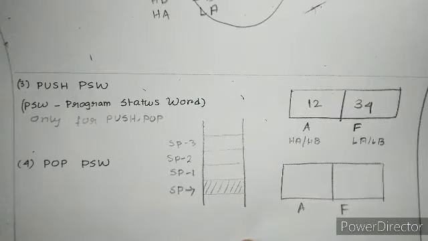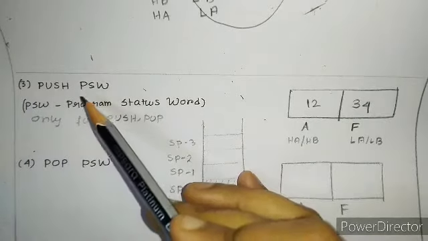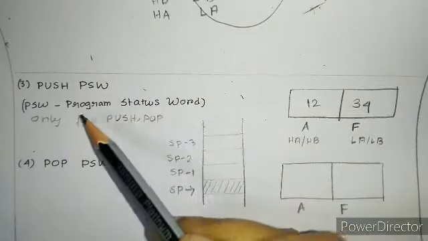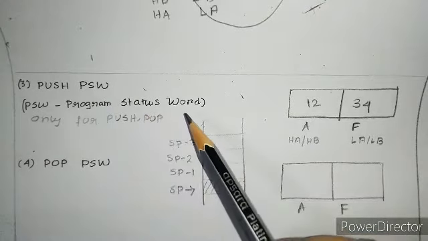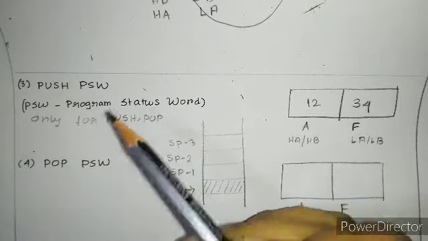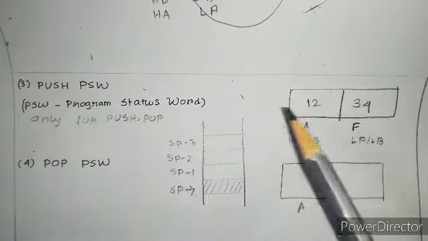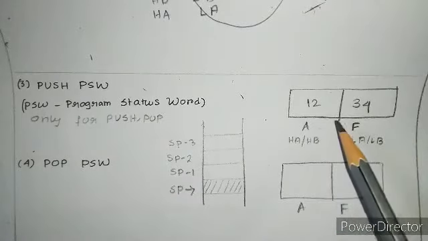In this particular scenario, we have two special operations, which are push PSW and pop PSW. Now push and pop operate the same way I've just explained, but you have to notice something. The new term here is PSW, program status word. PSW is only for push and pop operation. And this can be operated only on A and F.